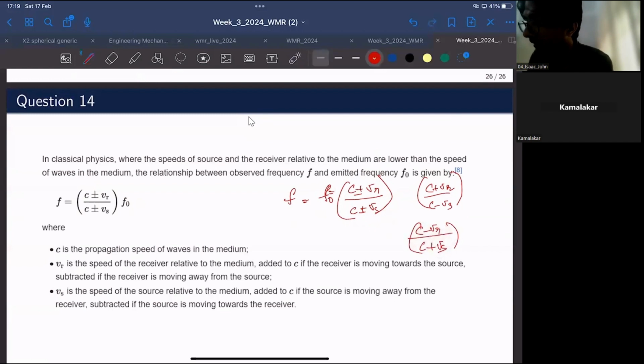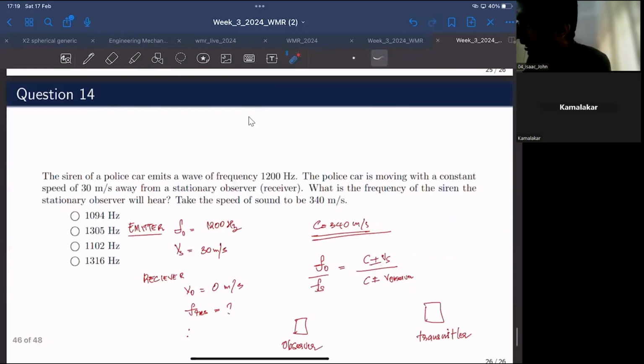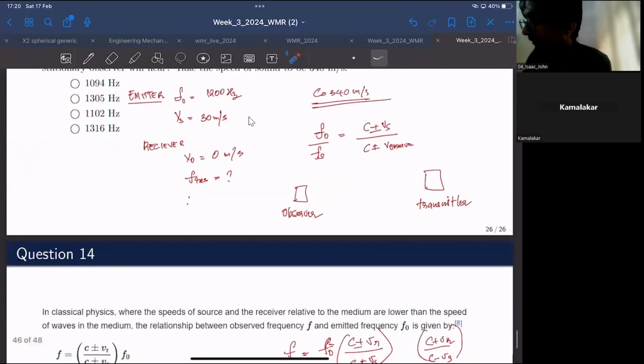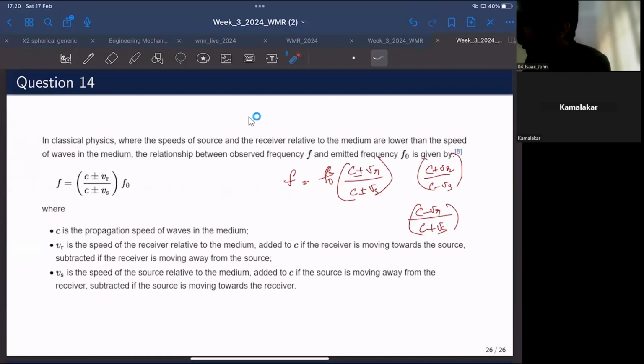So what is the scenario that we have? As per the question, what is the question actually? The police car is moving with a constant speed away from the stationary observer. So obviously the frequency will have to be lower than 1200 Hertz, because it is moving away from the receiver, or the observer. So which of these options is actually correct? If it is moving away from this observer, we have to take this option, because this will give the minimum value in this parenthesis.